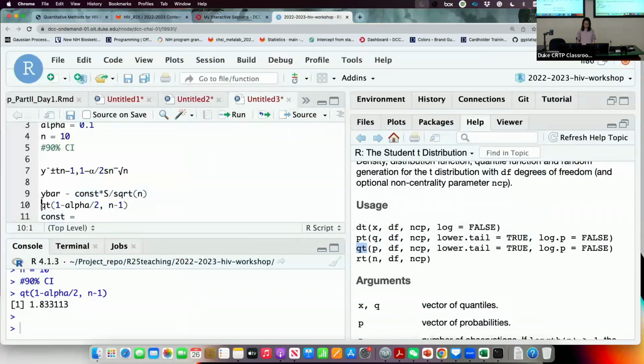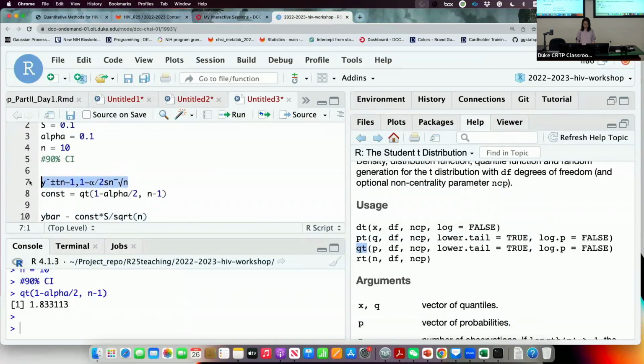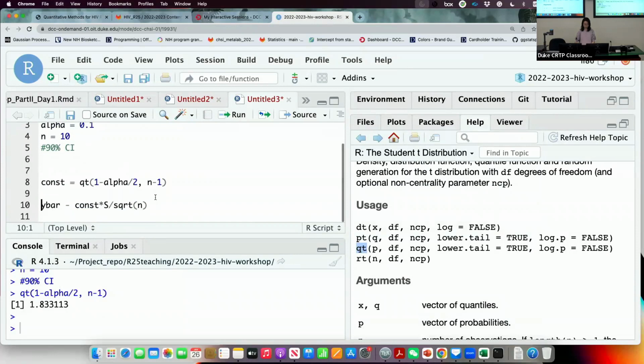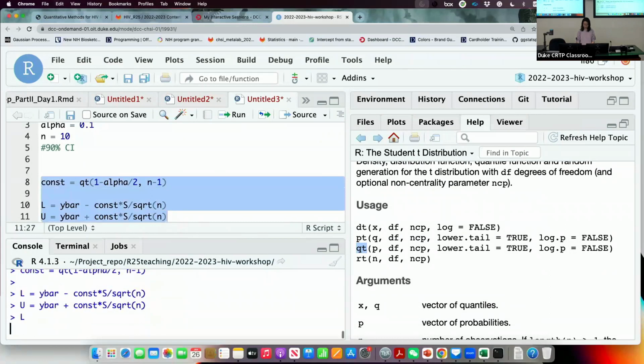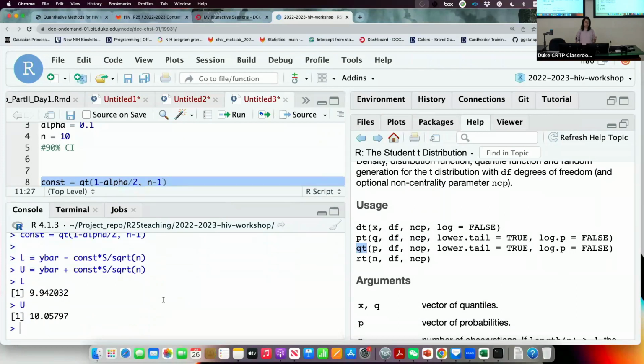Let's just say this is my constant. So this is my lower boundary, and I have my upper boundary being y bar plus this constant. So this is my lower and this is my upper. This is actually my confidence interval.